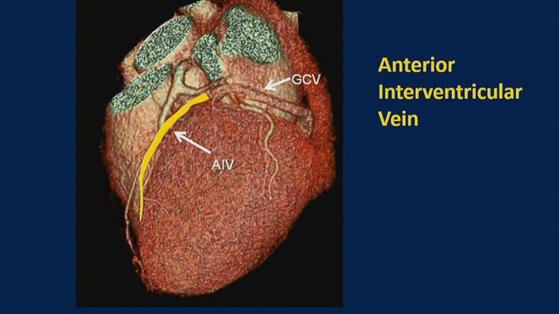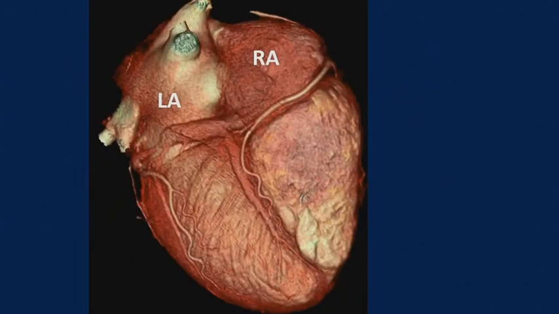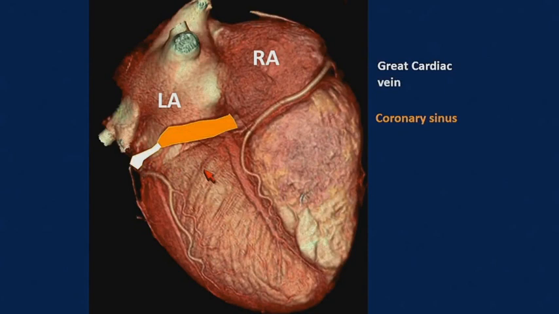Very soon it makes this abrupt turn, goes into the left AV groove, and this is where it's termed the great cardiac vein. So now let's turn the heart around. We're looking at it from its posterior aspect. This is part of the great cardiac vein we had already seen. And at some point, this great cardiac vein transitions into the coronary sinus. I'll show you where, but in a few minutes. But it transitions into the coronary sinus, which drains into the right atrium. If you remember, the valve is known as the Thebesian valve.